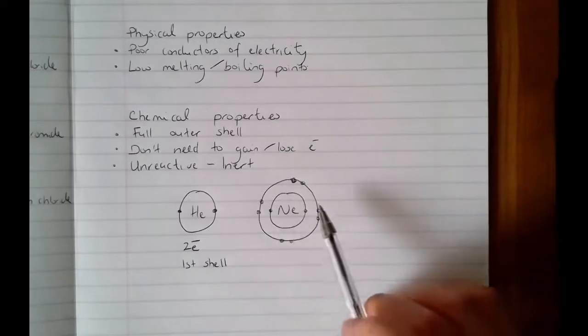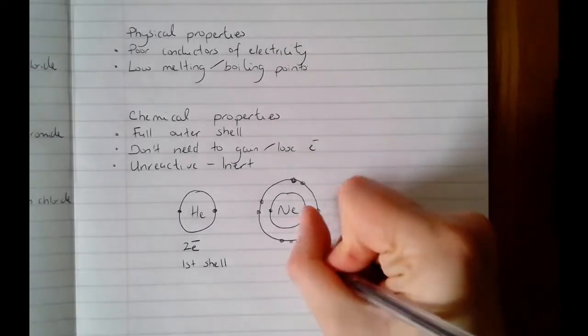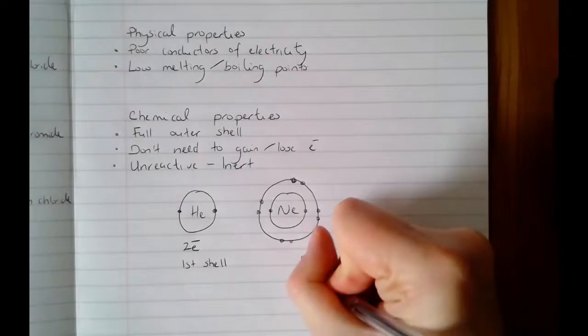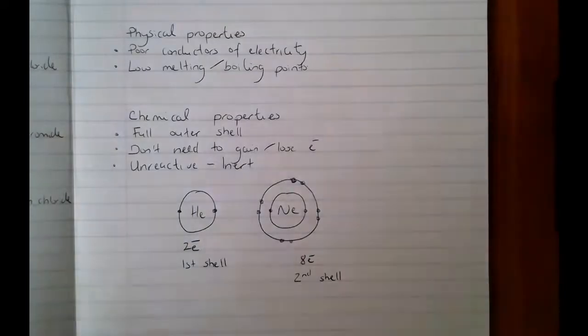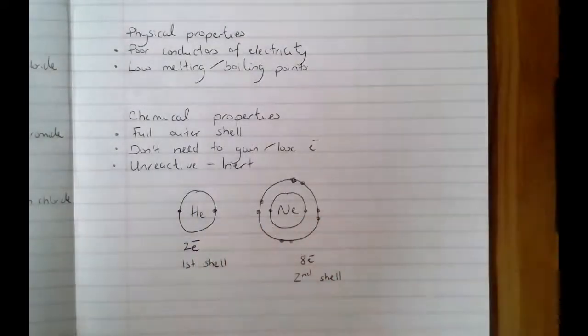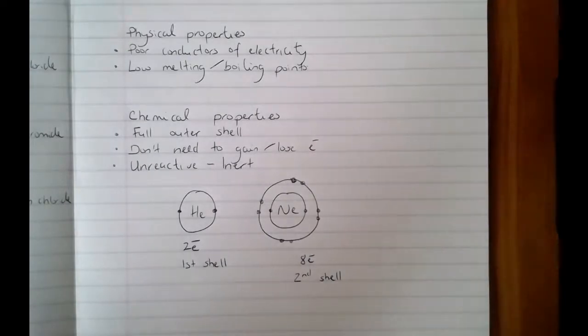For neon, it has got 8 electrons in the outer shell, its outer shell is the second shell, and the second shell can only hold 8 electrons. So that's 2 noble gases, both of them with a different number of electrons in their outer shell. But what they've got in common is that they both have full outer shells. And you would see the same if you continue down the group to argon and to krypton.